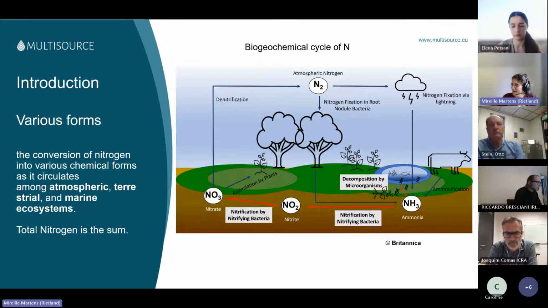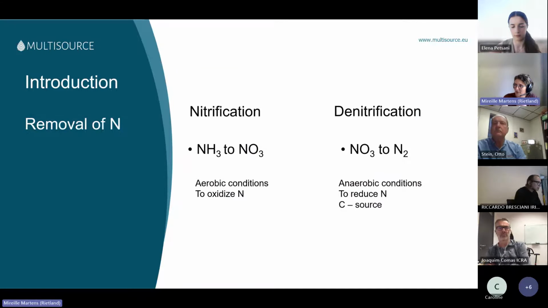But in wastewater, we are mostly focusing on the removal of nitrogen. And if we talk about removal of nitrogen, we want it up in the air again in the majority of the cases. So first we do nitrification, which is ammonium or ammonia transferring into nitrate. And that's done in aerobic situations. So you oxidize nitrogen. And then in the denitrification, you don't want any oxygen in your environment, so you need anaerobic situations where the nitrate is transferred into nitrogen gas. So nitrogen is reduced, but you need a carbon source.